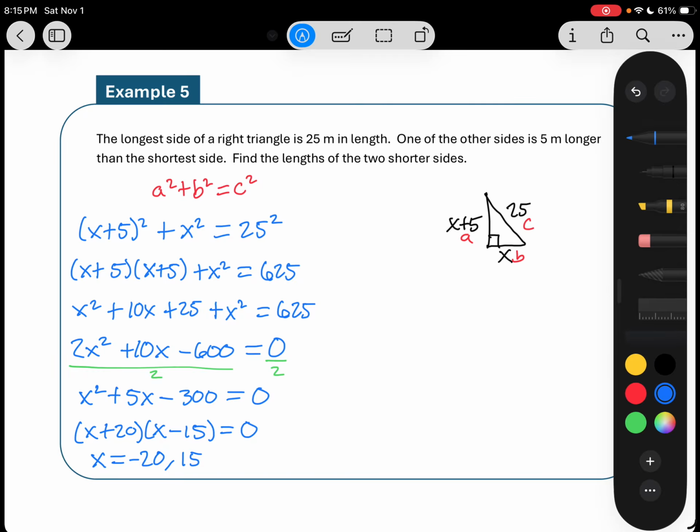So that would be the possible lengths of the short leg. However, negative 20 does not make much sense for a length of a side of a triangle. So we can kind of throw that out. So 15 would have to be the length of the short leg. We were also asked to find the length of the other leg, the two shorter sides. And to get that other one, we know it's 5 meters longer. So 5 more than 15 is 20. So we've got 15 meters and 20 meters. And that would be the answer for example 5.